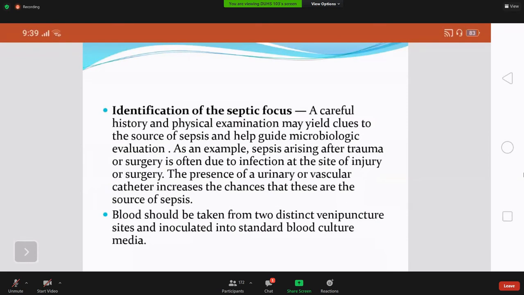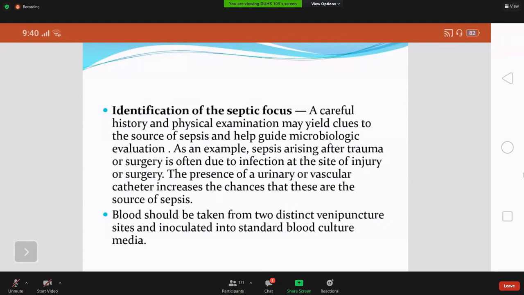A careful history and examination may yield clues to the source of sepsis. Like if a patient comes to you and gives you a history of fever, cough, shortness of breath, then you know that most likely your patient is suffering from a respiratory tract infection. Similarly, if a diabetic patient is brought to you and complains of burning micturition or difficulty in passing urine, then you know that probably the source of infection is a urinary tract infection.